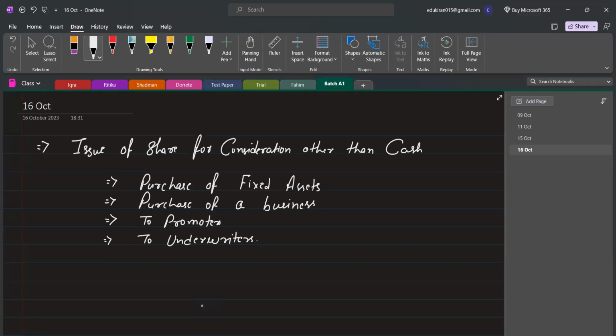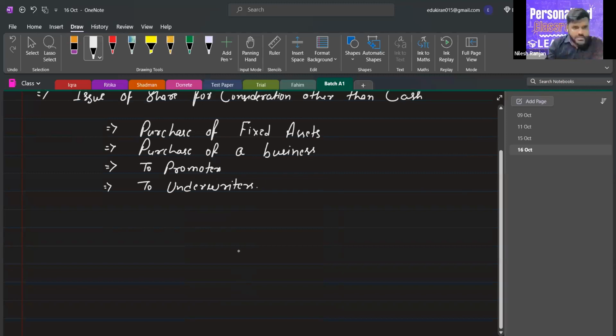Yes, I know about the promoter. Ritika, yes, sir, I know both of them, promoter and underwriter. Okay. What about Fahim? Underwriter. Do you understand what underwriter means? No, sir. I just don't remember. Okay. Let me explain these things. First of all, let's start with the first one.